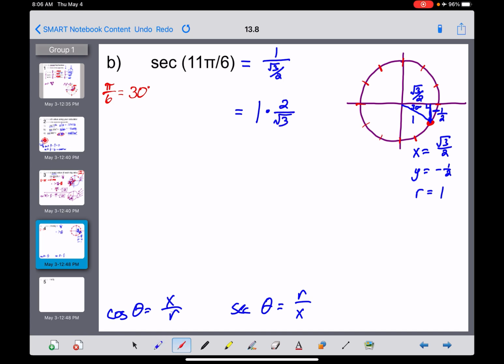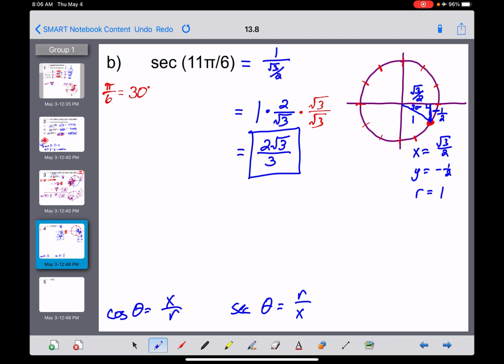And once again, we have a radical in the denominator. We've got to clean that up. We've got to multiply by root 3 over root 3. So my numerator, 1 times 2 times root 3, is just 2 root 3. And our denominator, root 3 times root 3, is just 3. Nothing cancels right here, guys. So that's our answer for the secant of 11 pi over 6.